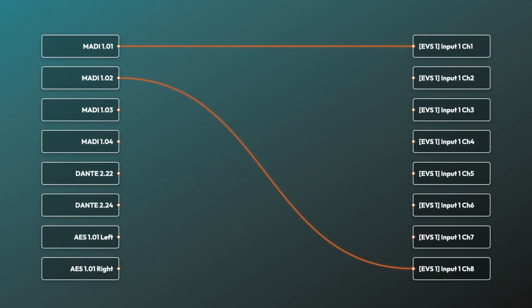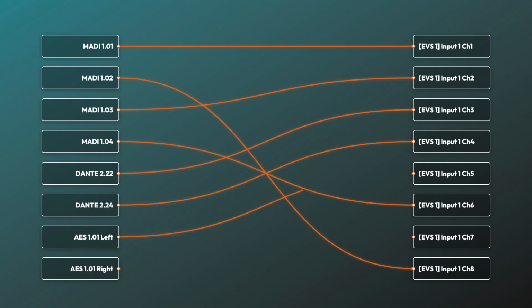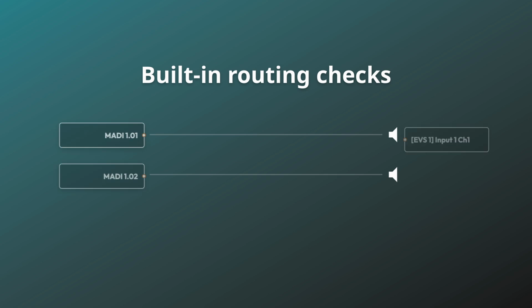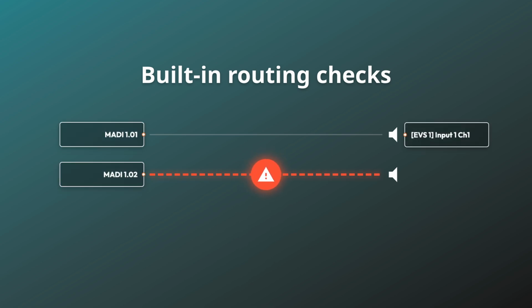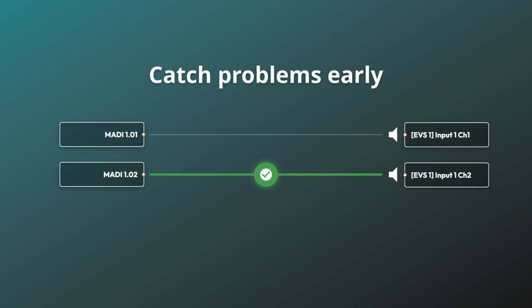Using a simple drag-and-drop interface, you can define where audio sources should appear across your system. Built-in routing checks automatically highlight missing or incorrect assignments. This helps you catch problems early.